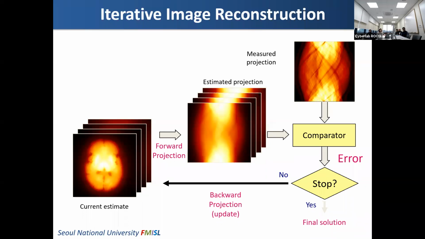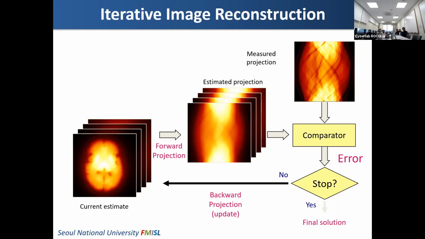So we repeat this forward projection and backward projection. The forward projection goes from the image space to the sinogram space, and the backward projection goes from the sinogram space to the image space, to obtain the reconstructed image. So this is the very basic concept of iterative reconstruction.